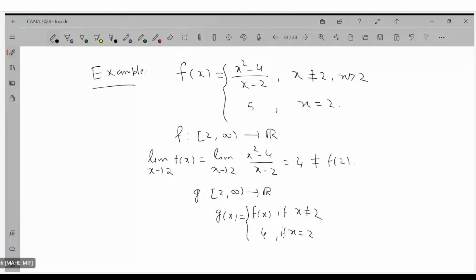Okay. Next is that this limit obviously does not exist. First case we assumed that the limit exists. Second case is that the limit does not exist. Okay. But if the limit does not exist, there are two possibilities.